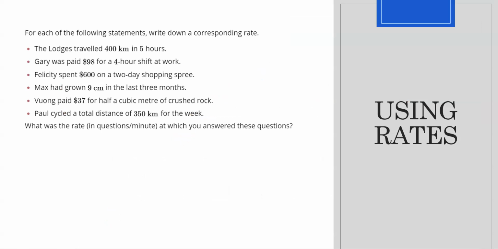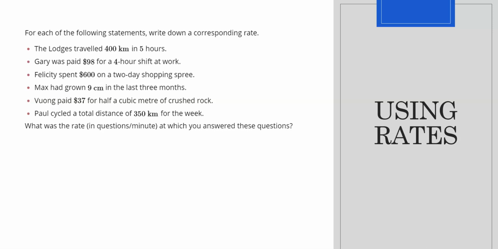Okay, so using rates, got a little challenge here. I need to get my stopwatch on. What I'm going to do, and what you can do, is pause this and do it. We have to write down the corresponding rates for each of these things and then work out the rate at which I do it. Ready? I've got my pen and I'm pressing go.